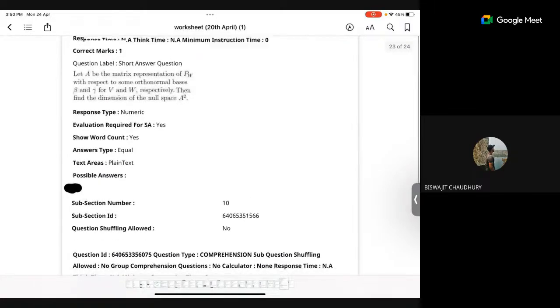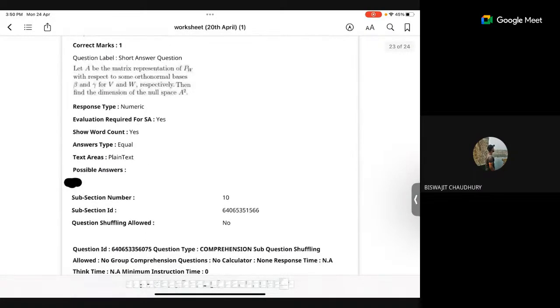Solve this question. Be the matrix representation with respect to some orthogonal basis.